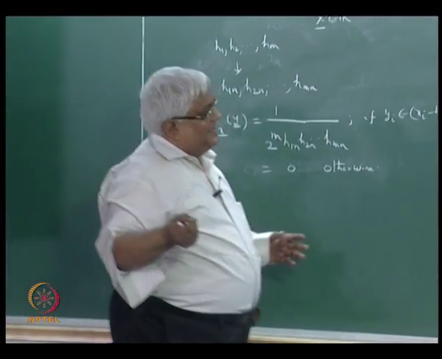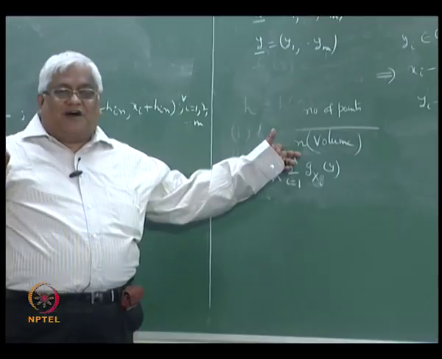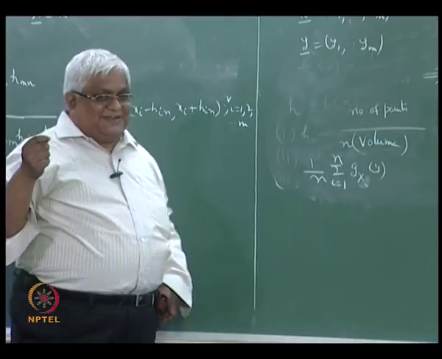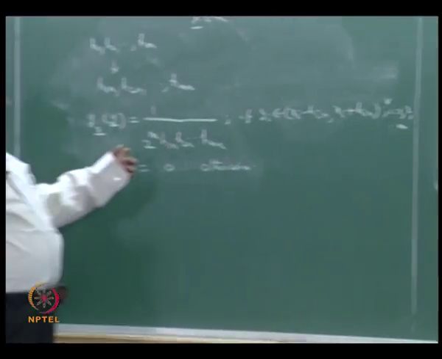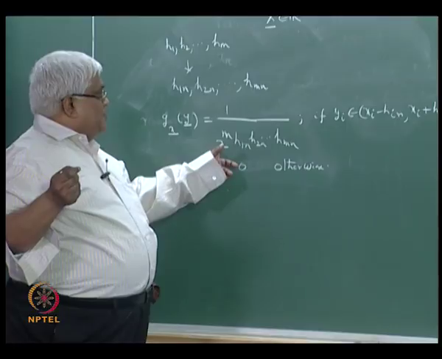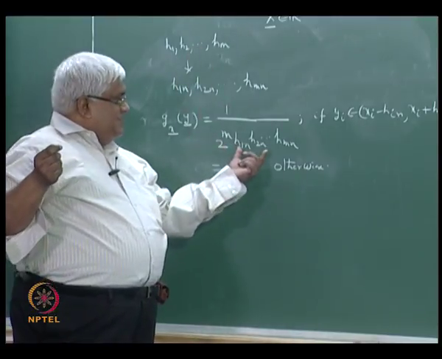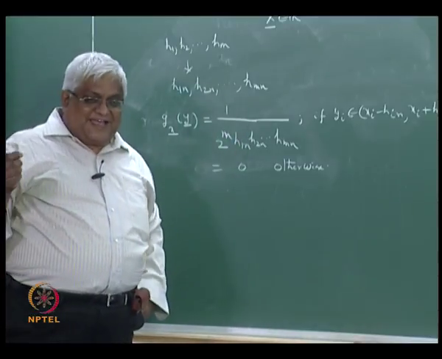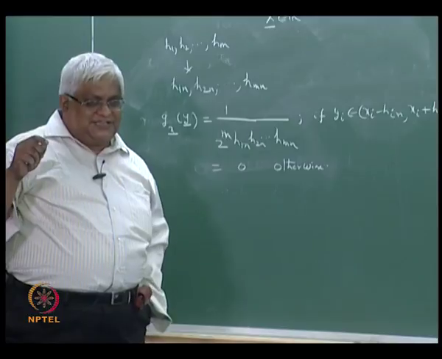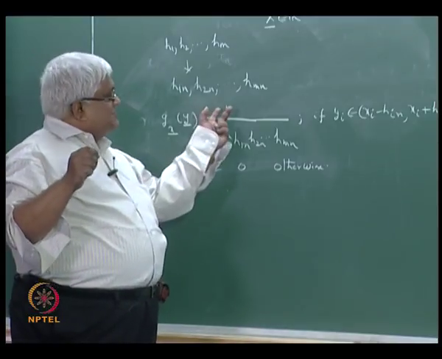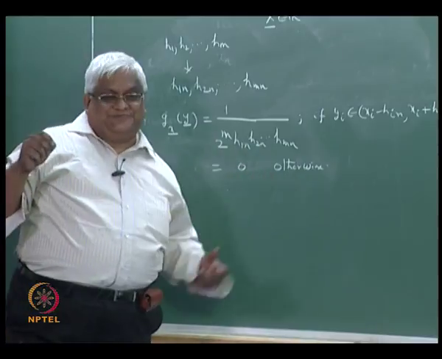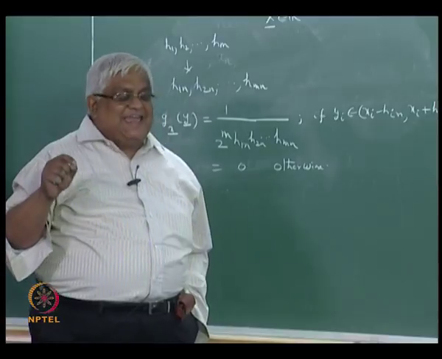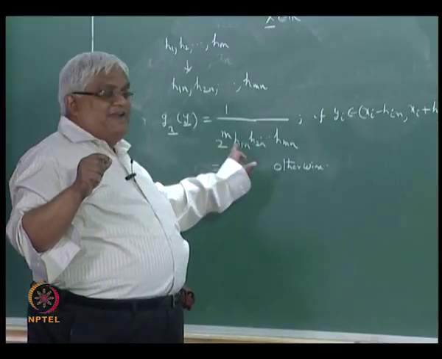So looking at this, Loftsgaarden and Quesenberry gave their own density estimate. Note that here we are fixing the volume and counting the number of points. And in 1966, what they did was fix the number of points and vary the volume. I will repeat it, they fixed the number of points and varied the volume.